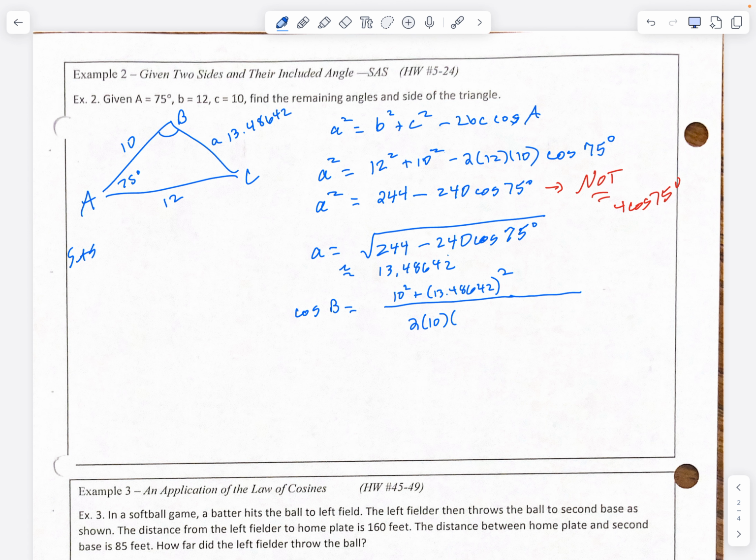Just when you have side, side, side, or side, angle, side, just stick with law of cosines. Don't switch to law of sines. Don't put yourself in jeopardy of hitting that ambiguous case.